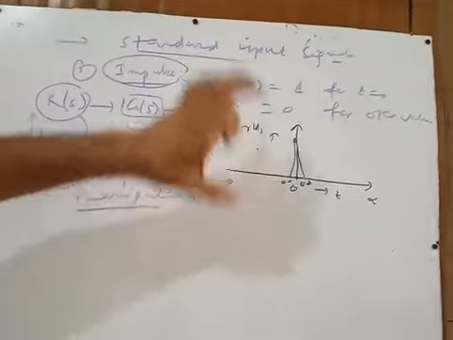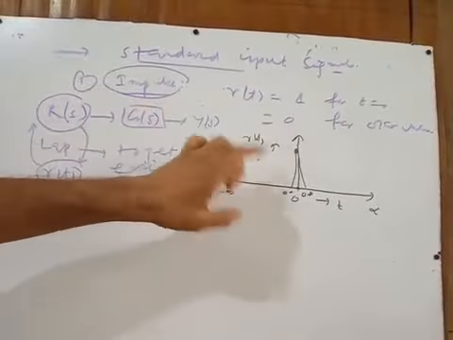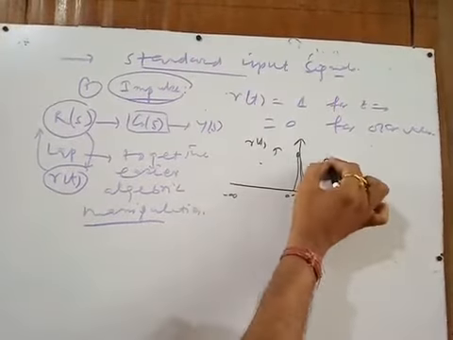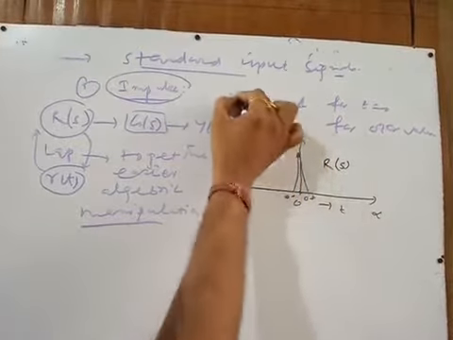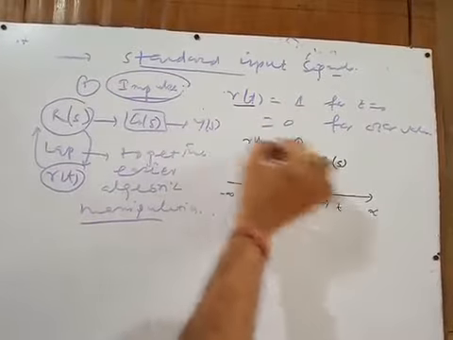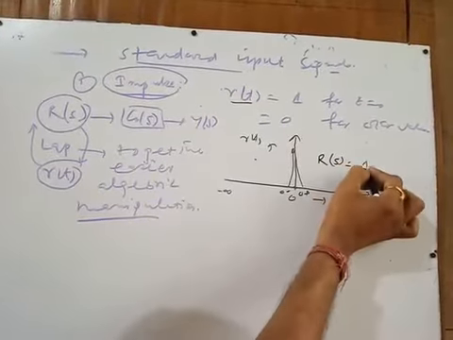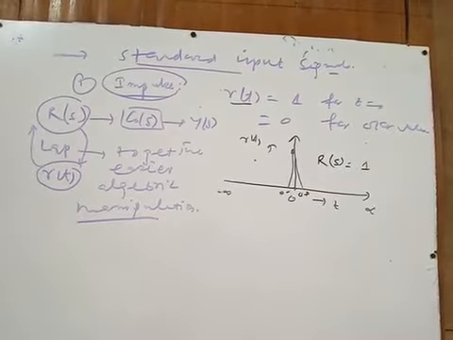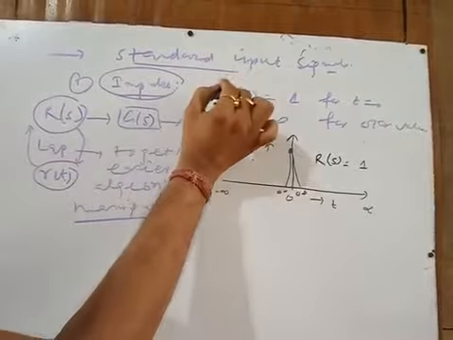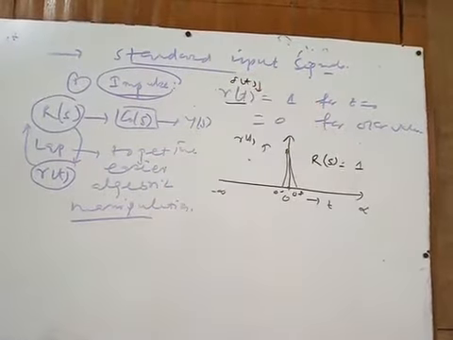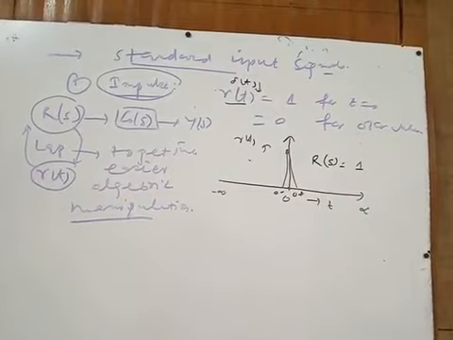So this is your mathematical form, and this is your corresponding graph, and corresponding to this, the Laplace transform of r(t), that means r(t) Laplace transform. If you get the Laplace transform of r(t), you get R(s) that is equal to 1, or that is somewhere written as delta t, general form. So that can also be written as delta t. Now this is your impulse.